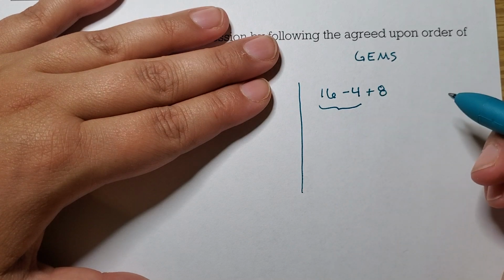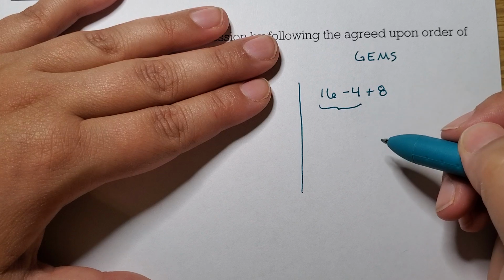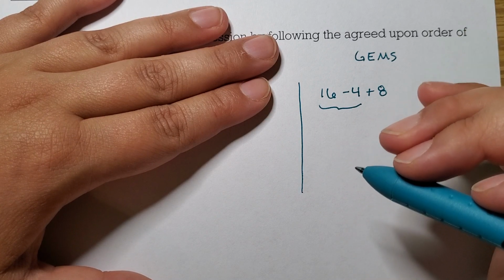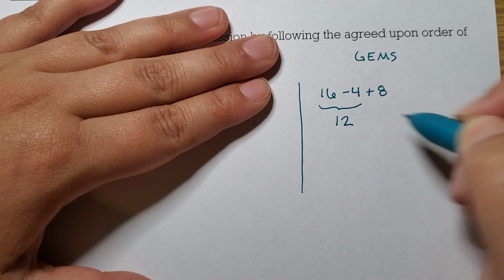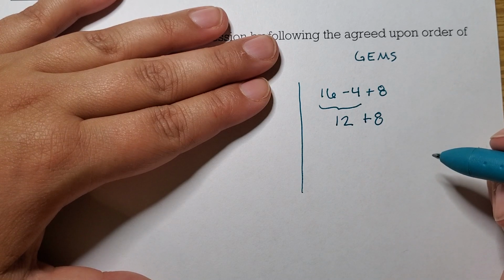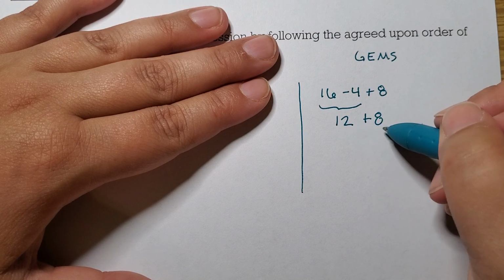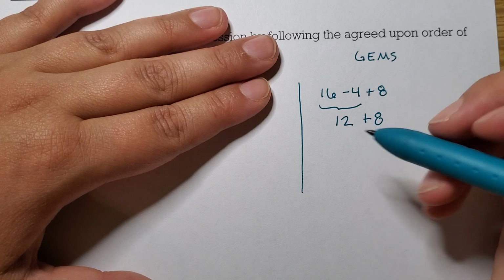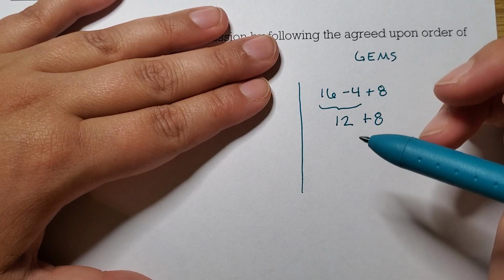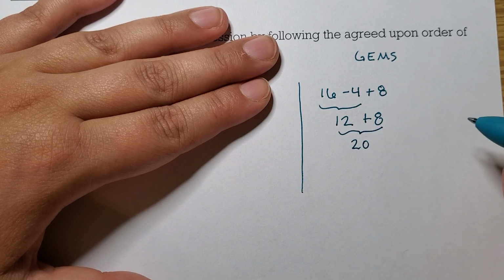So here we have 16 minus 4. I'm just going to count down for this one since 4 is pretty small. So 16, and then we have 15, 14, 13, 12. And then I bring down the plus 8. For this one, I can count up to do the adding. So I've got 12, 13, 14, 15, 16, 17, 18, 19, 20. So we end up getting 20.